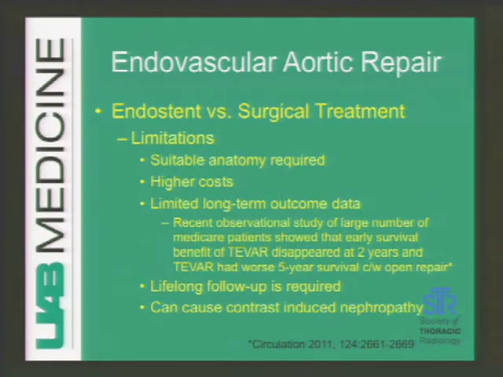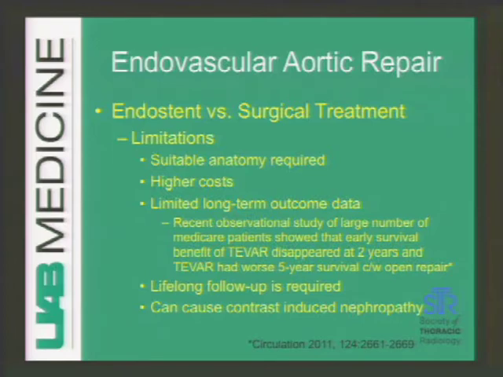There are some limitations to endovascular stent treatment. It requires suitable anatomy. It has to be the descending thoracic aorta or the arch. You can't stent the ascending thoracic aorta. The overall costs for endovascular stent repair are higher than with open surgery, and there's limited long-term outcome data.